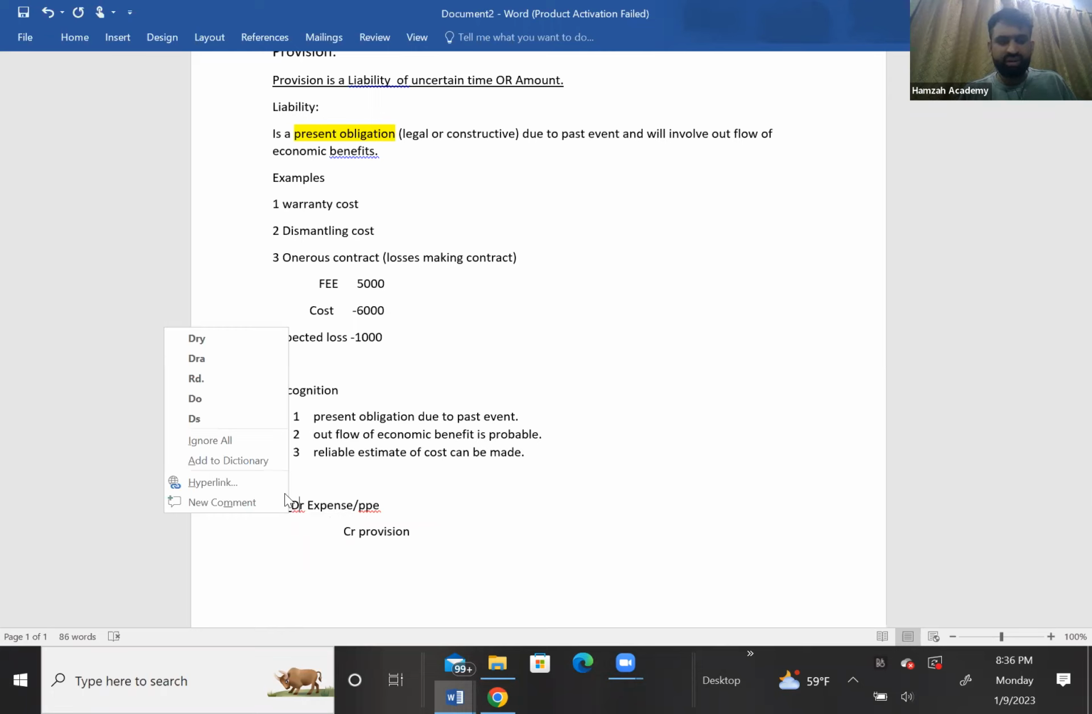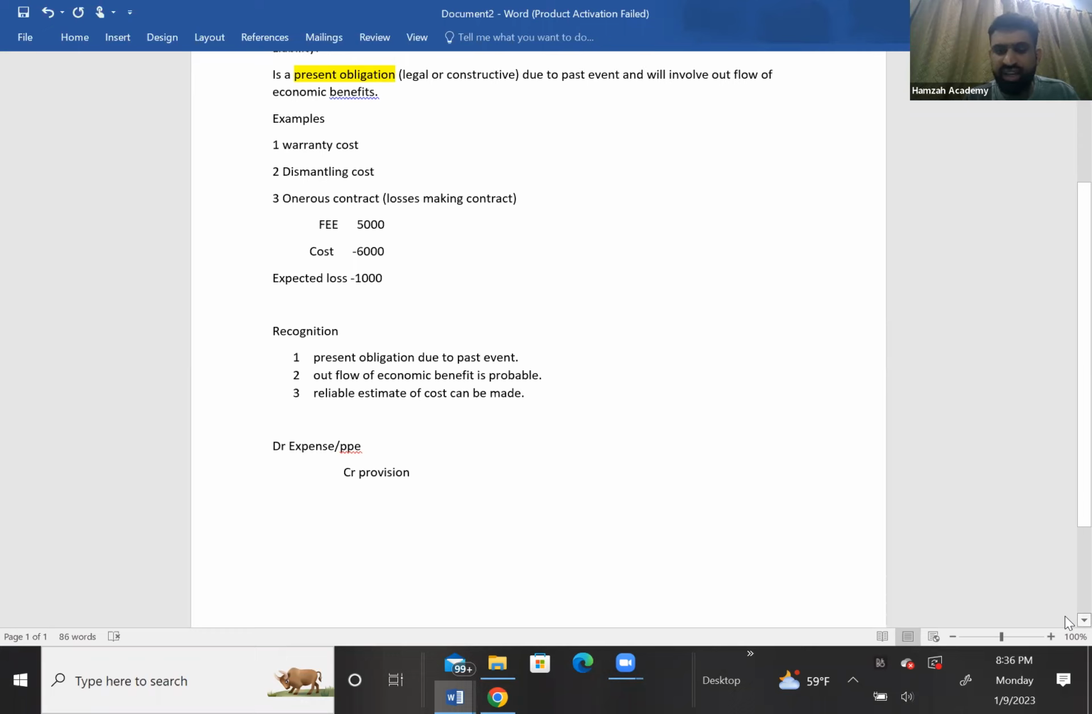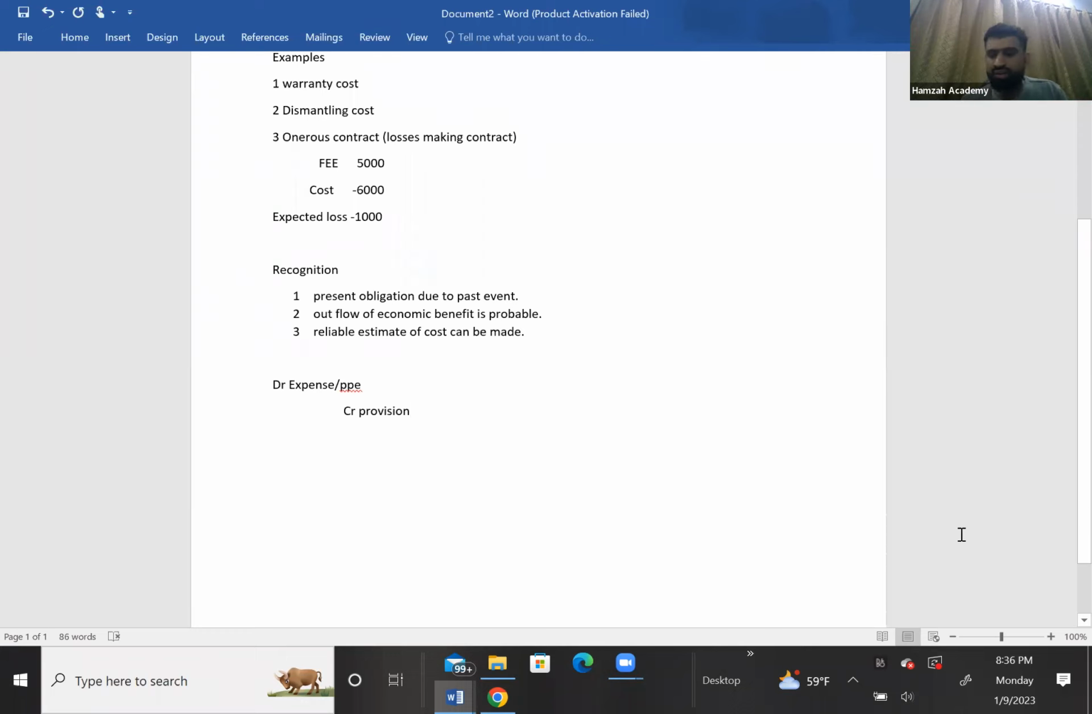Example is dismantling cost. You know that dismantling cost is recognized as part of the cost of the property, plant and equipment at present value. Okay, usually they expense out, but they can also capitalize if they can be described as a directly attributable cost of the asset.